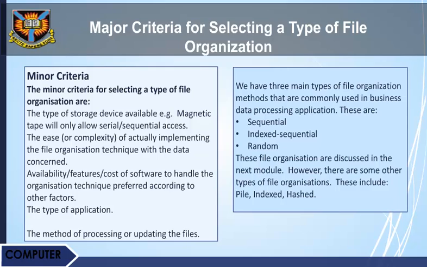We have three main types of file organization methods that are commonly used in business data processing applications. These are sequential, indexed sequential, and random. These file organizations are discussed in the next module. However, there are some other types of file organizations. These include pile, indexed, and hashed.